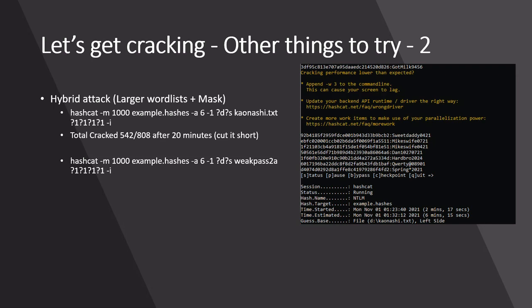All right, so finally, it would be very beneficial to run a hybrid attack on some of the larger word lists you have. This is likely going to take a while, but the results from the test case that I've used have proved worth it. So you're going to set up a hybrid attack, attack mode 6. You're going to use a custom character set, again, decimal and special characters, and choose a large word list like Kenoshi or Weakpass 2A. The mask is going to be set to up to 4 characters, and make sure that increment is turned on, and run the attack. When I started this, I let it run for just 20 minutes. I used the Kenoshi word list and I cracked up to 542 of the 808 passwords.